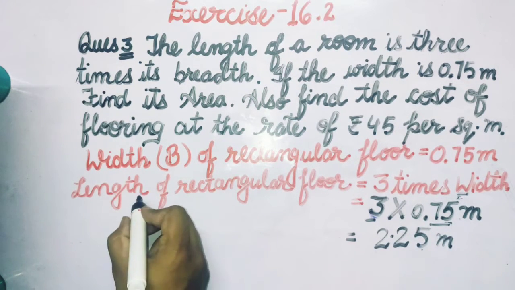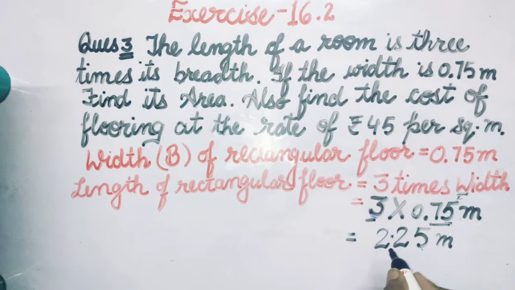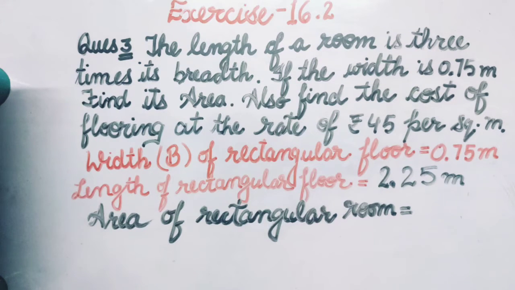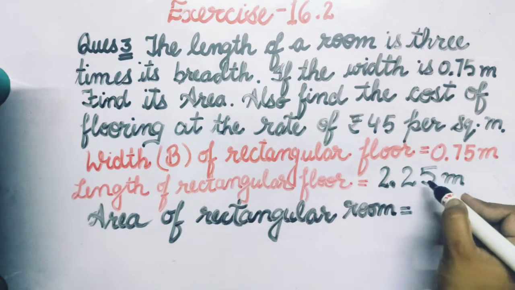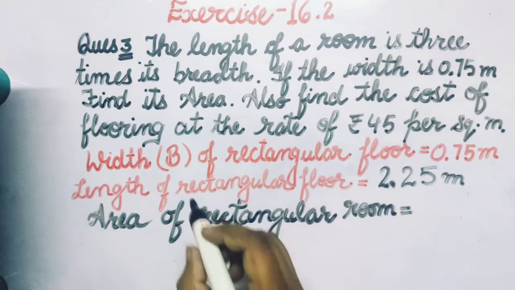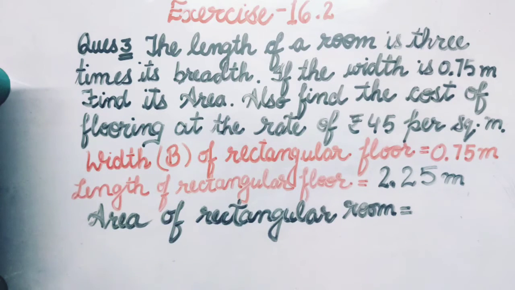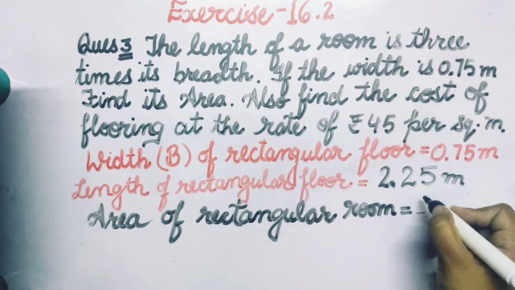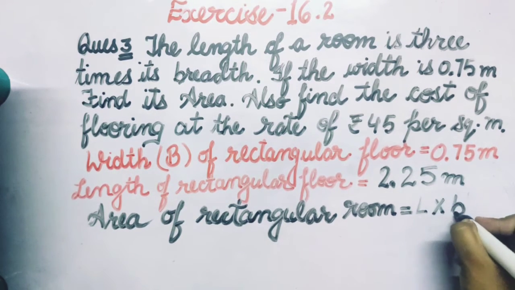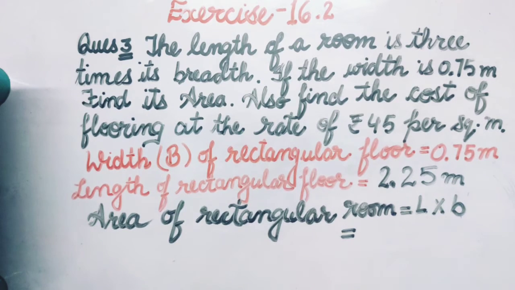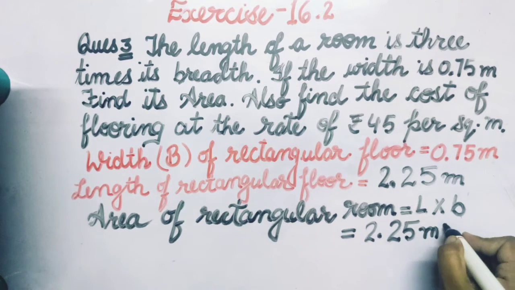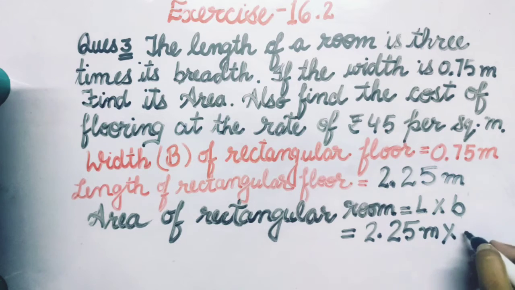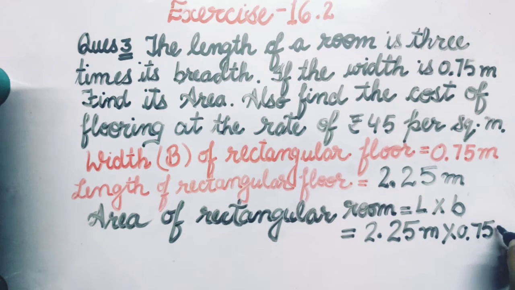So we can say that the length of the rectangular floor is 2.25 meter. Now students, we have found the length of the rectangular floor, that is 2.25 meter. Now the question is, find its area. The area of a rectangle is length multiplied by breadth. So what is the length? We have found 2.25 meter. So we will put the value here, and the breadth is 0.75 meter. So we will put the value of breadth.